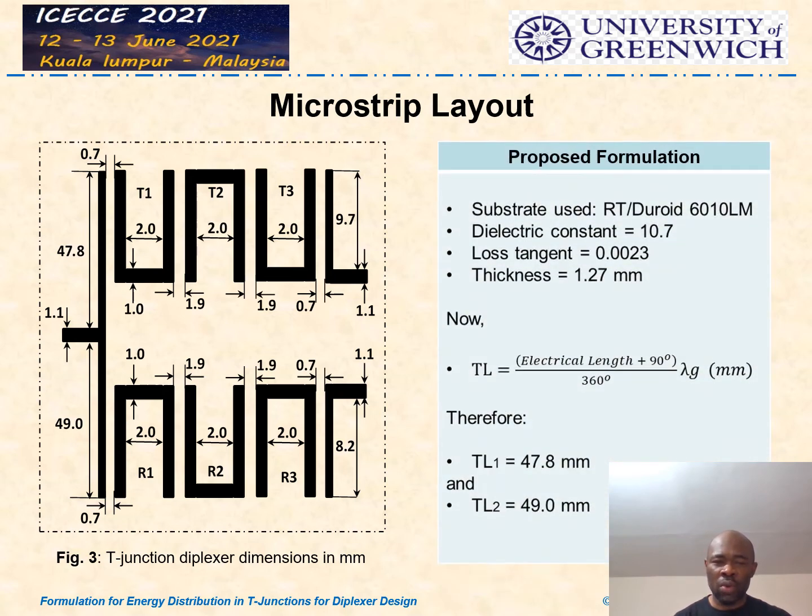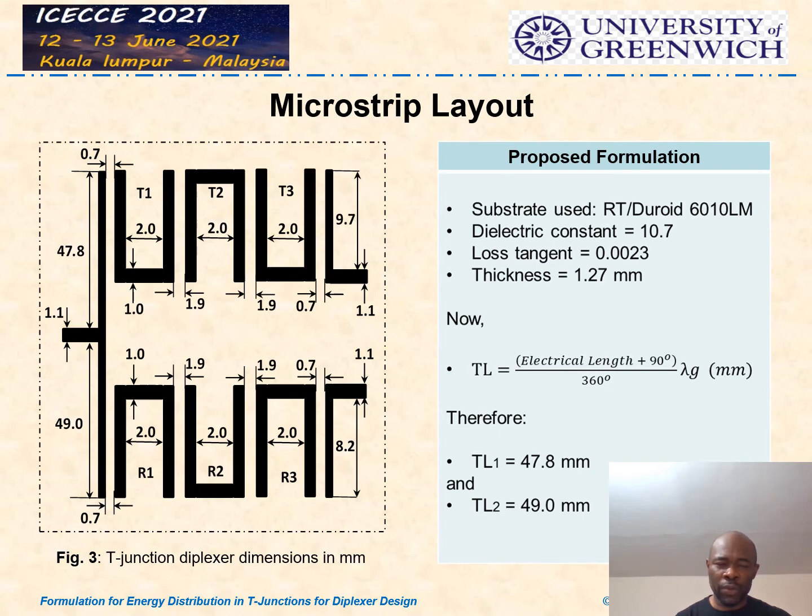Okay, so here we have the materials that we use for our simulation. The substrate used for this design is the RT Duroid 6010 LM. The substrate dielectric constant was 10.7. We use a loss tangent of 0.0023, which is recommended by the manufacturer. Of course, the thickness of the substrate material is 1.27 millimeters.